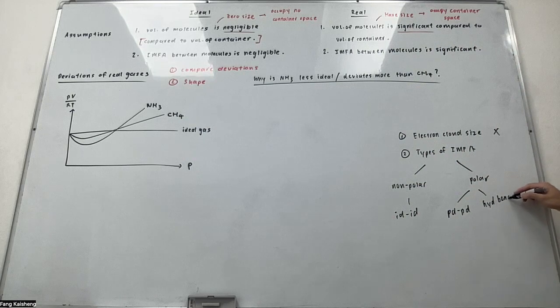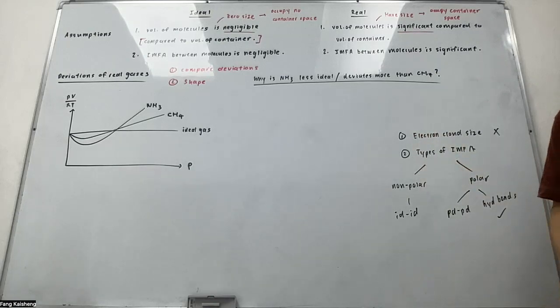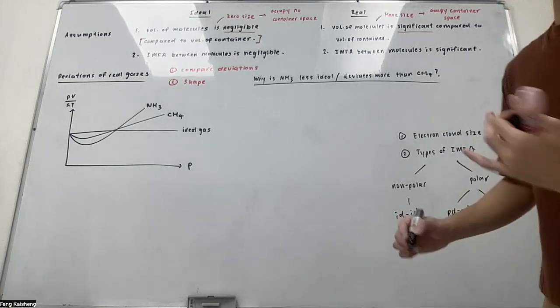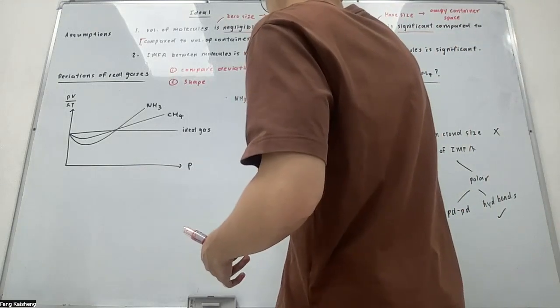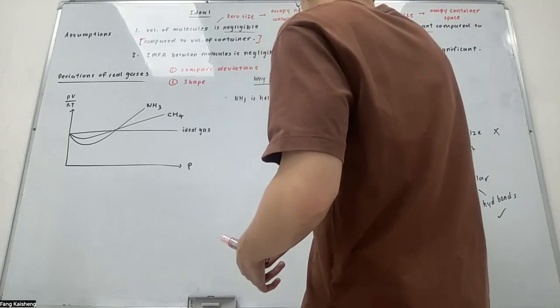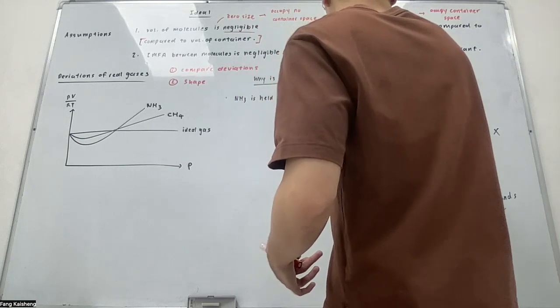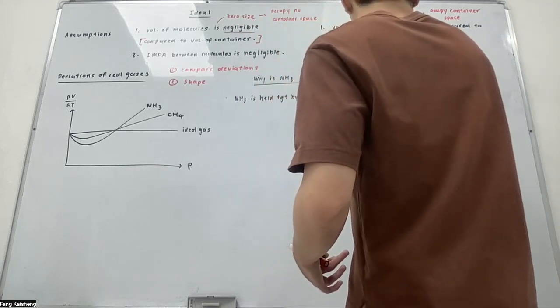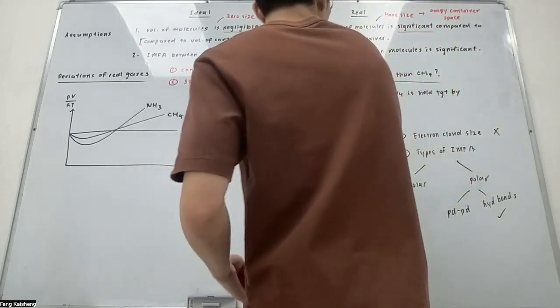In this case, NH3 fulfills the criteria for hydrogen bonding. So that's the answer. CH4 is non-polar. Remember, C-H is a non-polar bond, so it has to be ID-ID. Does this help us explain the answer? We're going to write this down first. So NH3 is held together by hydrogen bonding, while CH4 is held together by ID-ID attraction.